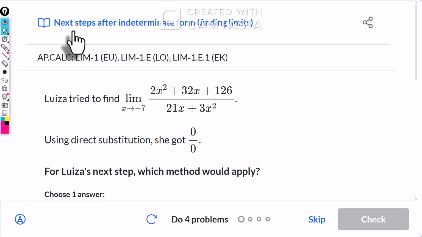This will be for the Khan Academy assignment, next steps after indeterminate form, finding limits. All right, so for all of these, they're going to be in indeterminate form. That means you have 0 over 0. That means you're going to have to keep working to find the limit.